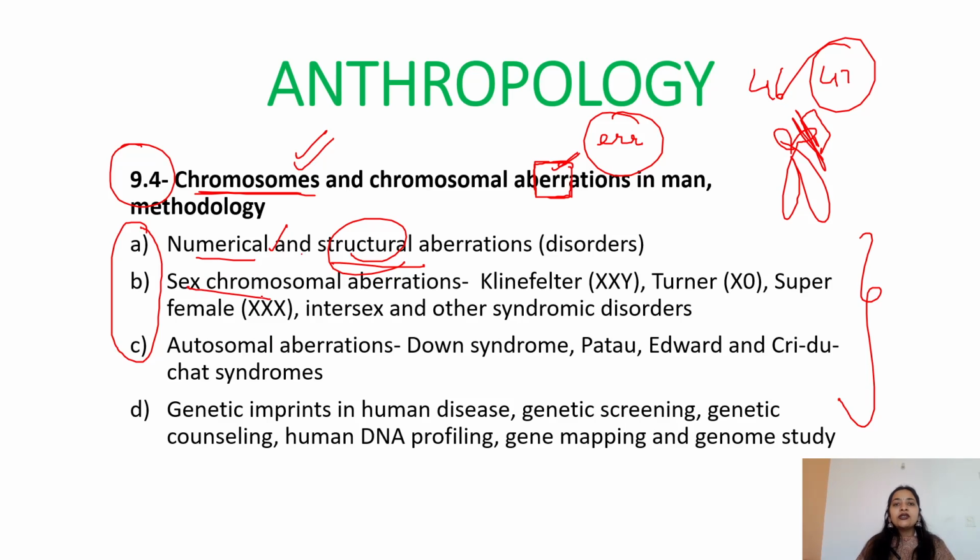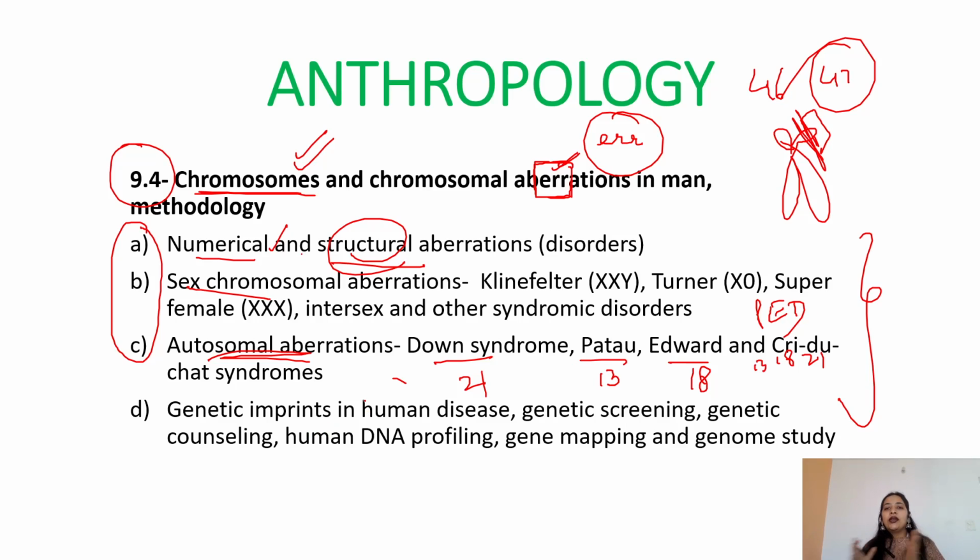Sex chromosomal aberrations mean errors only in the 23rd pair of chromosomes, X and X or X and Y. Autosomal aberration means errors in the autosomes, pair number 1 to pair number 22. So Down, Patau and Edward, I told you: Edward means an error in chromosome number 18, Patau means an error in chromosome number 13 and Down means an error in chromosome number 21. As I told you, PED 13, 18 and 21. Cri-du-chat has an error in the short arm of the 5th chromosome, which we will be dealing with in our next lecture.